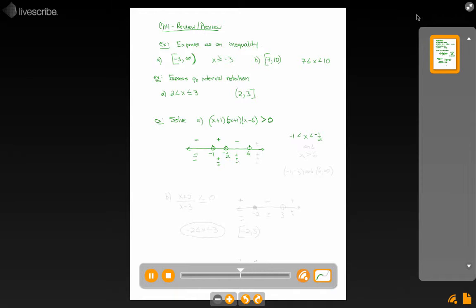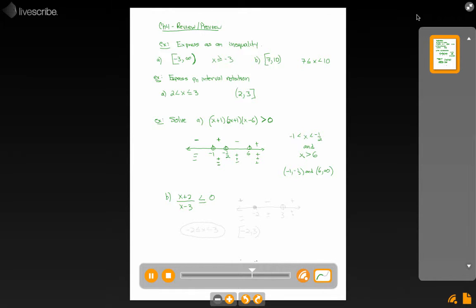Finally, numbers greater than 6, and you can pick 7, or you can pick 700 billion if you like, and you have positive, positive, positive, and those numbers are also part of the solution, so x can also be greater than 6. So in inequality notation like that, you could also write those in interval notation if you liked, to say negative 1 comma negative a half, and 6 comma infinity, all round brackets, because none of the end values there are included.